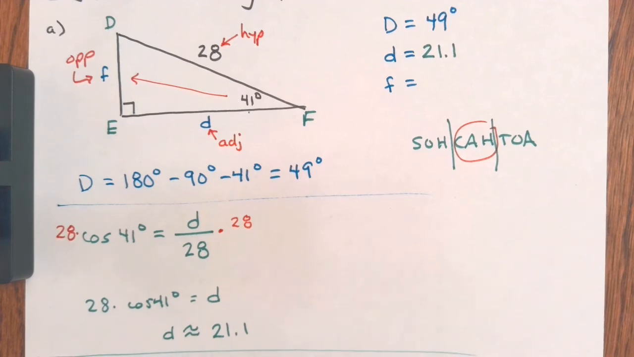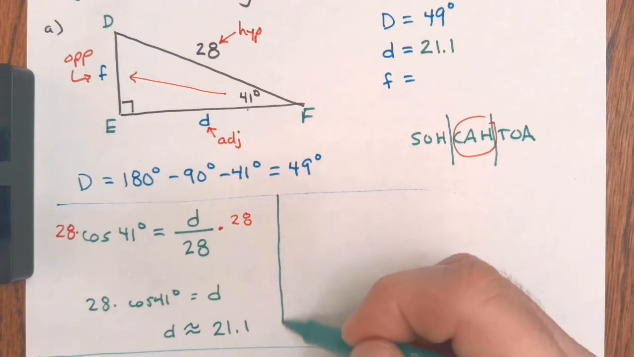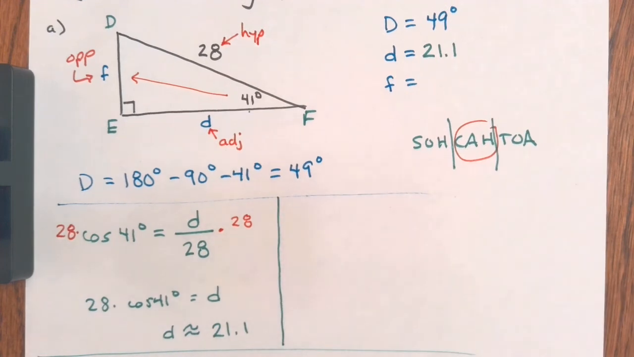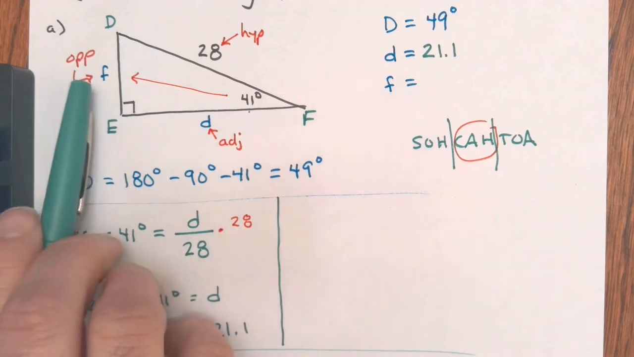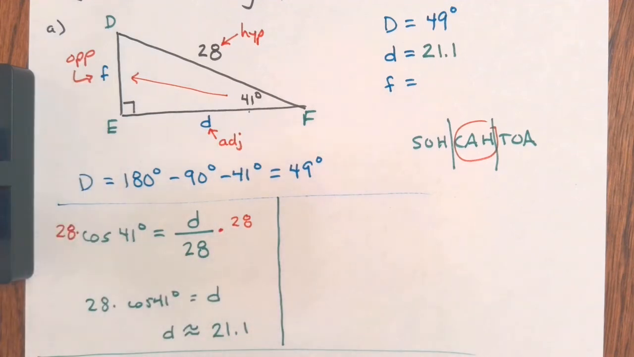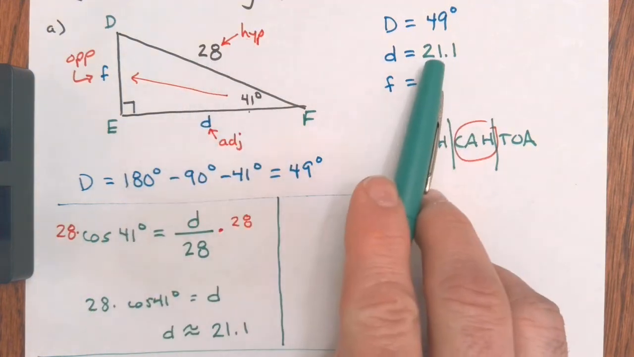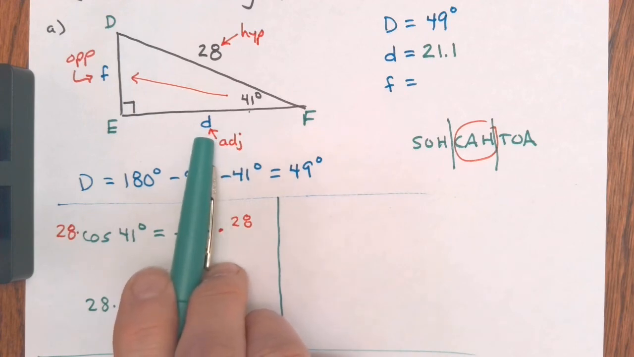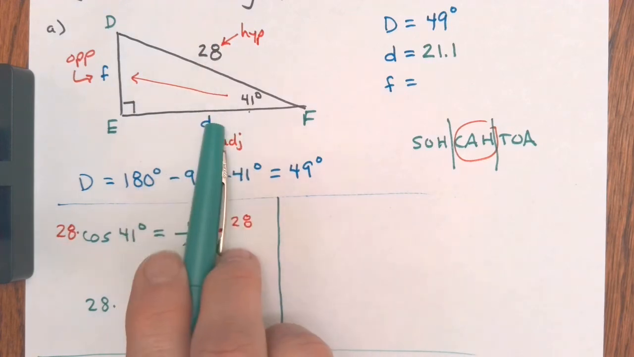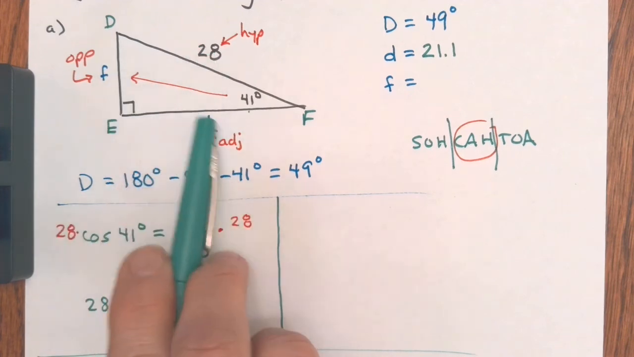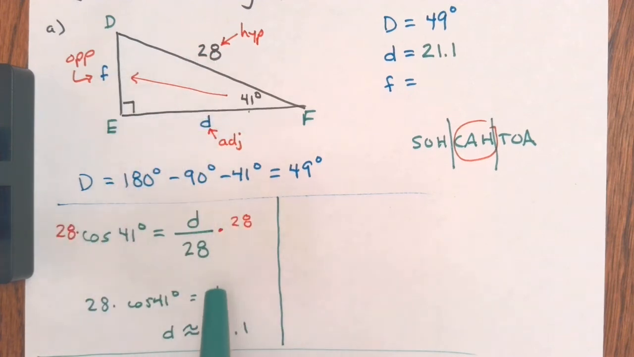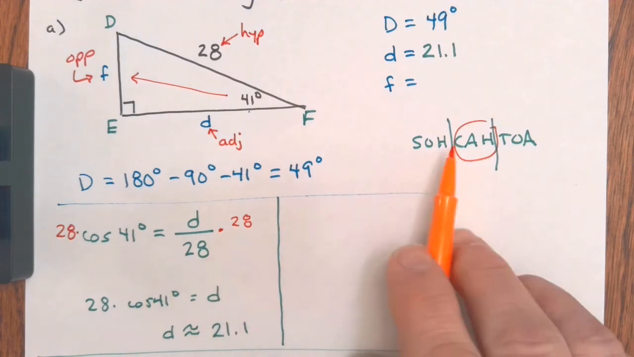We have one more calculation that we do need to go through and make. And that calculation is for lowercase f, which is the opposite side here. For this one, you do have a couple of different options. We do know two of the sides now. We know the hypotenuse is 28, and rounded to 1 decimal place, we know the adjacent side is 21.1. And if you know two sides in a right triangle, you could use the Pythagorean theorem to find the missing side. Otherwise, you could also set up another equation using SOHCAHTOA. That's what I'm going to do.